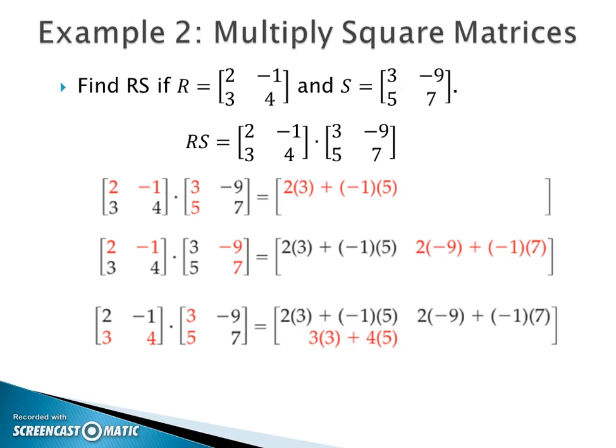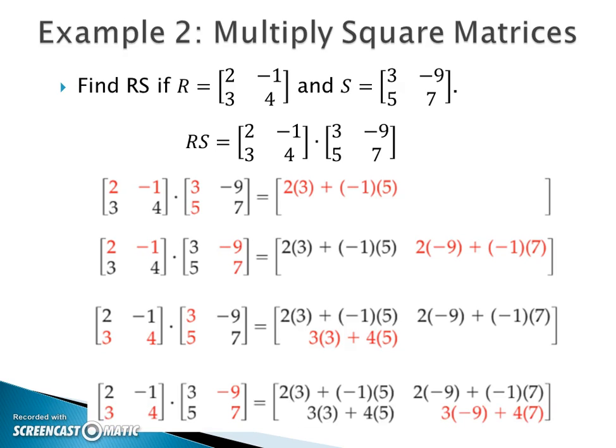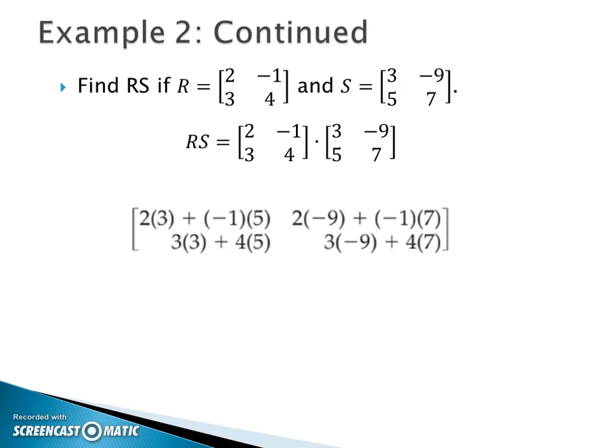Step 4, we're going to multiply the numbers in the second row of R by the numbers in the second column of S. We're going to add the products and put the result in the second row, second column of RS. So we're doing 3 times negative 9 plus 4 times 7. So here's where we left off. Step 5, we're going to simplify the product matrix. And so there our answer, R times S, is just 1, negative 25, 29, 1.